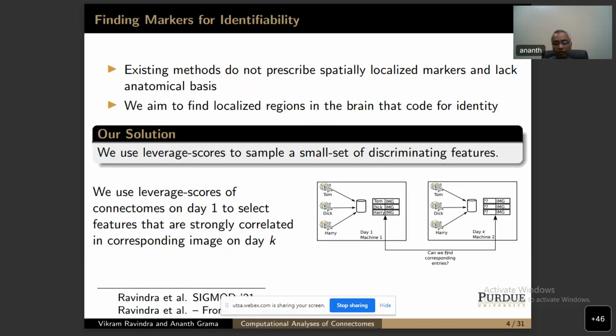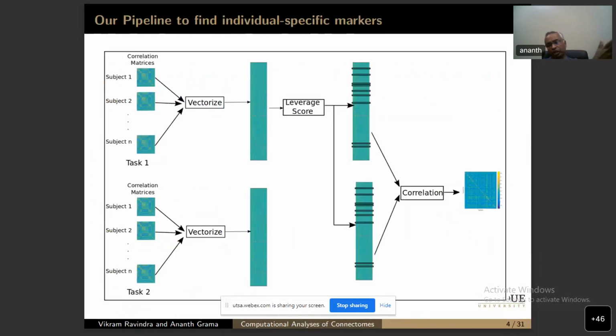So let me explain what leverage scores are. Let me explain the process for it, and then I explain what leverage scores are. So here's what I'm going to do. I'm going to take each of the n subjects on either day 1 or on task 1, let's say, and I'm going to take the correlation matrices, and I'm just going to stack them up into a vector. So I vectorize all of the correlation matrices. And so this gives me a matrix of this kind where each column corresponds to one subject.